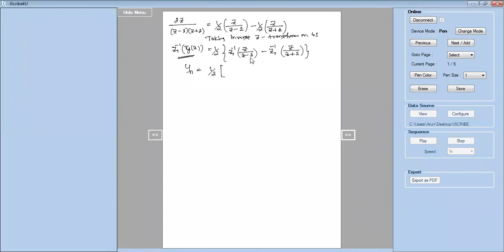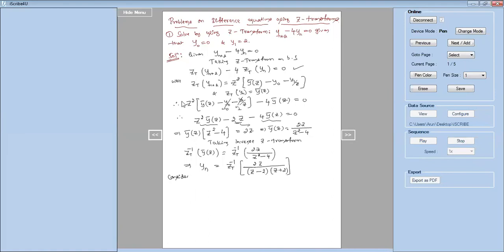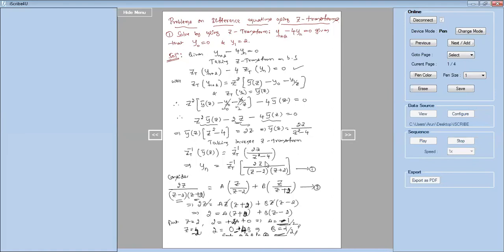Z by Z minus K gives K power N, so it is 2 power N, minus, what is the inverse of the next term, Z by Z plus 2? Plus means you get minus 2 power N here. So therefore we get Yn equals 1 by 2 into 2 power N minus minus 2 power N. So this is the solution of your difference equation. This is how we can solve a difference equation by using Z transforms, and this is a common procedure for all problems here.